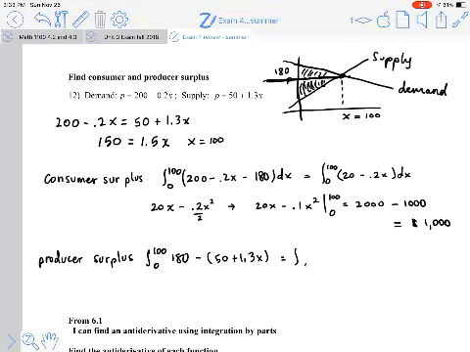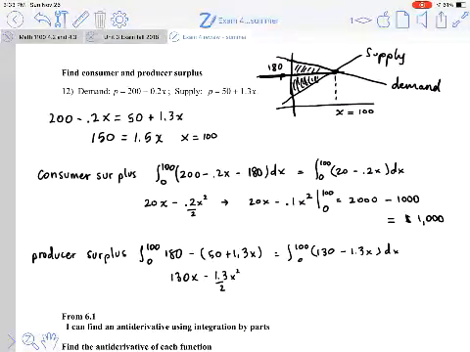So that's 180 minus 50 is 130 minus 1.3. So the antiderivative there is 130x minus 1.3x squared over 2. And then 1.3 divided by 2 is 0.65. So this is 130x minus 0.65x squared.